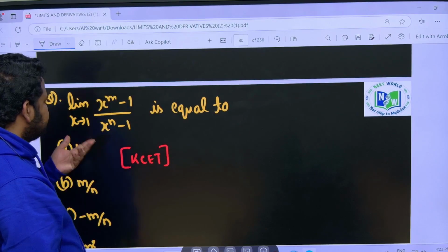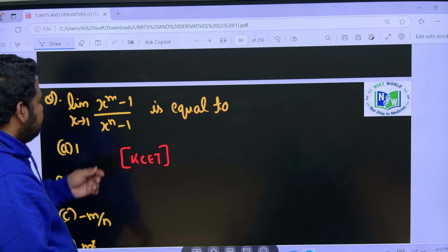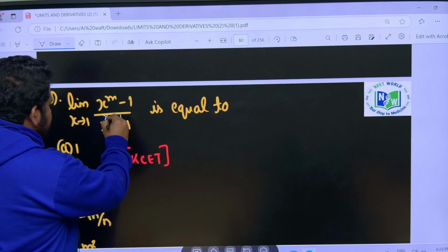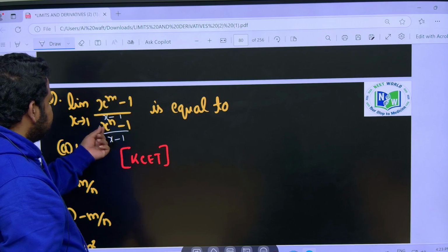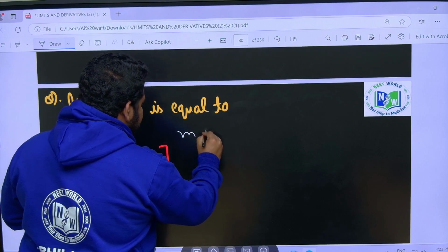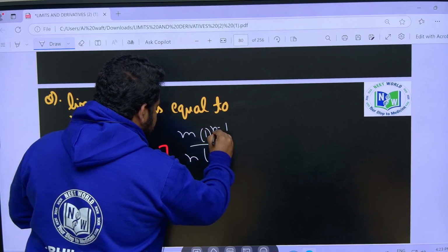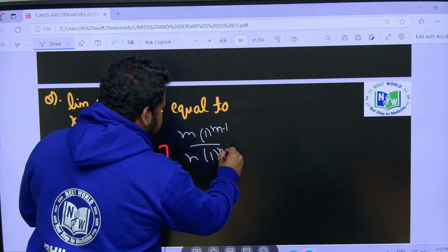Look at this question. It's a very simple question. Both numerator and denominator, if you divide by x minus 1, here also it is x minus 1. For the upper limit, you will get m times x to the power of m minus 1, divided by n times x to the power of n minus 1.